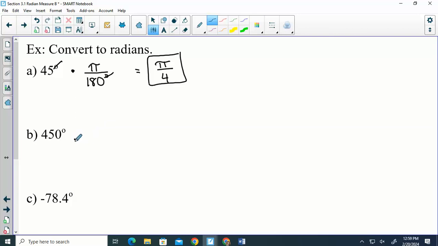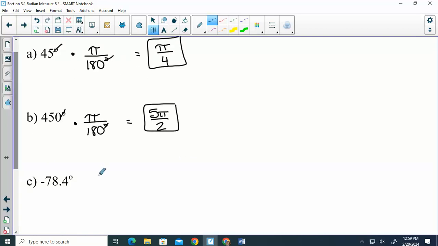So if I want to change 450 degrees into radians, what do we multiply by? Pi over 180. Or could we do 2 pi over 360? You can. It'll give you the same thing. So 450 over 180 in lowest terms is 5 halves, so we'll say 5 pi over 2. All right, negative 78.4 degrees.